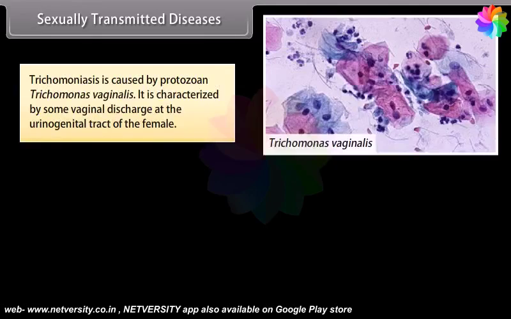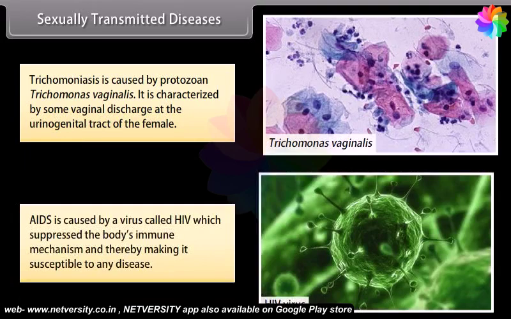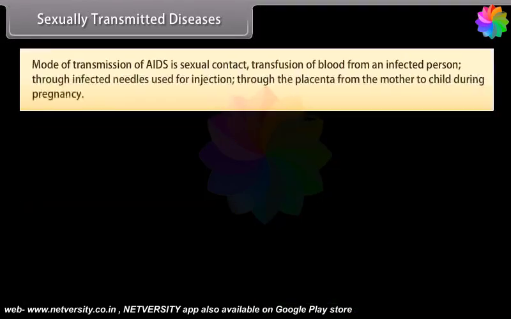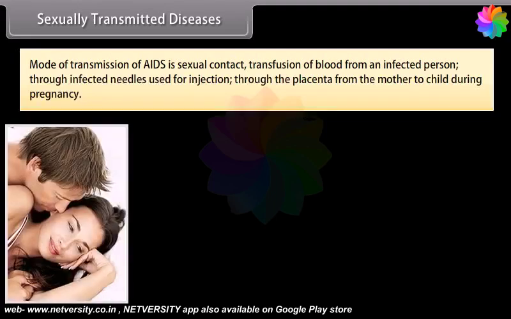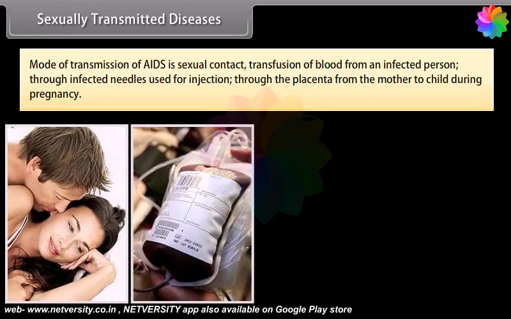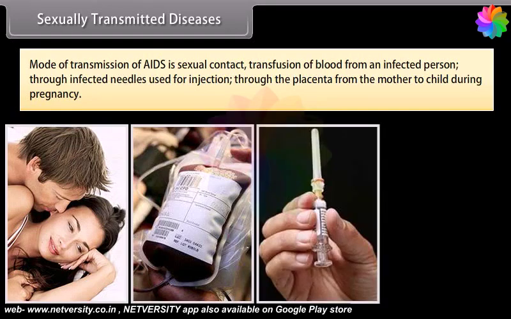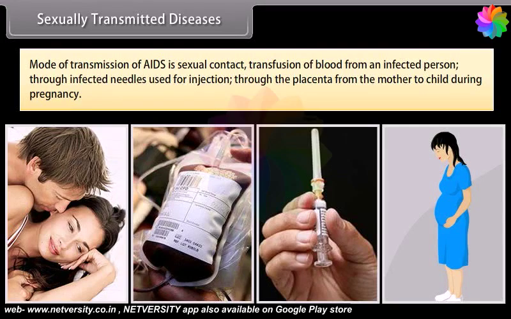Trichomoniasis is caused by the protozoan Trichomonas vaginalis. It is characterized by some vaginal discharge at the urinogenital tract of the female. AIDS is caused by a virus called HIV, which suppresses the body's immune mechanism, thereby making it susceptible to any disease. Modes of transmission of AIDS are sexual contact, transfusion of blood from an infected person, infected needles used for injection, and through the placenta from the mother to child during pregnancy.